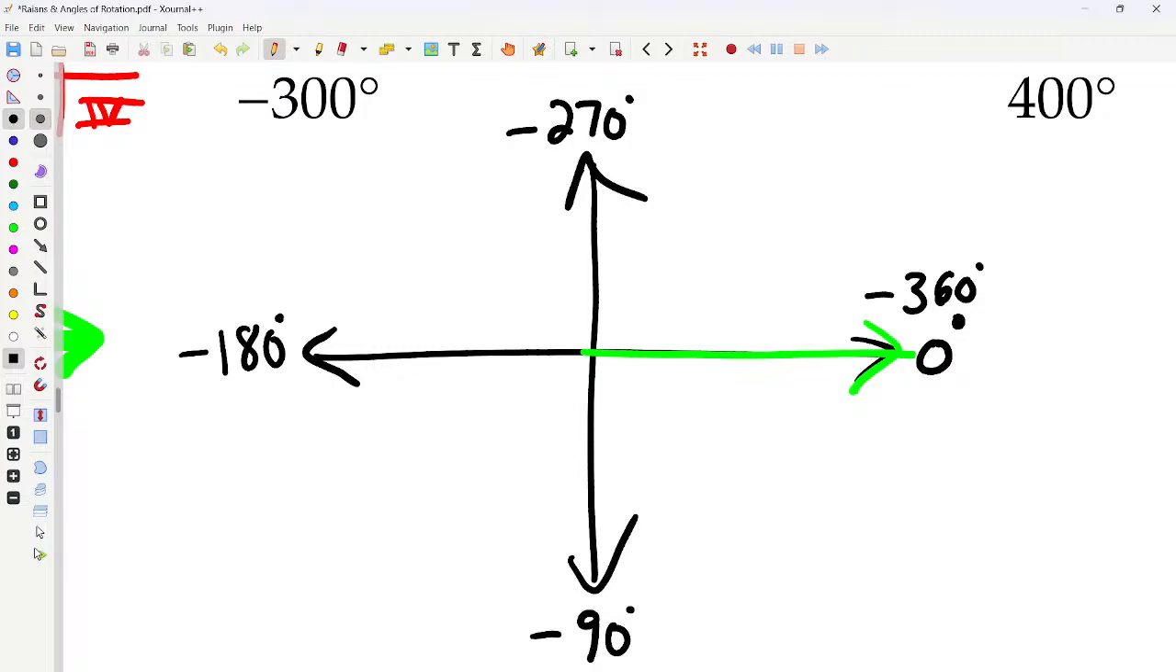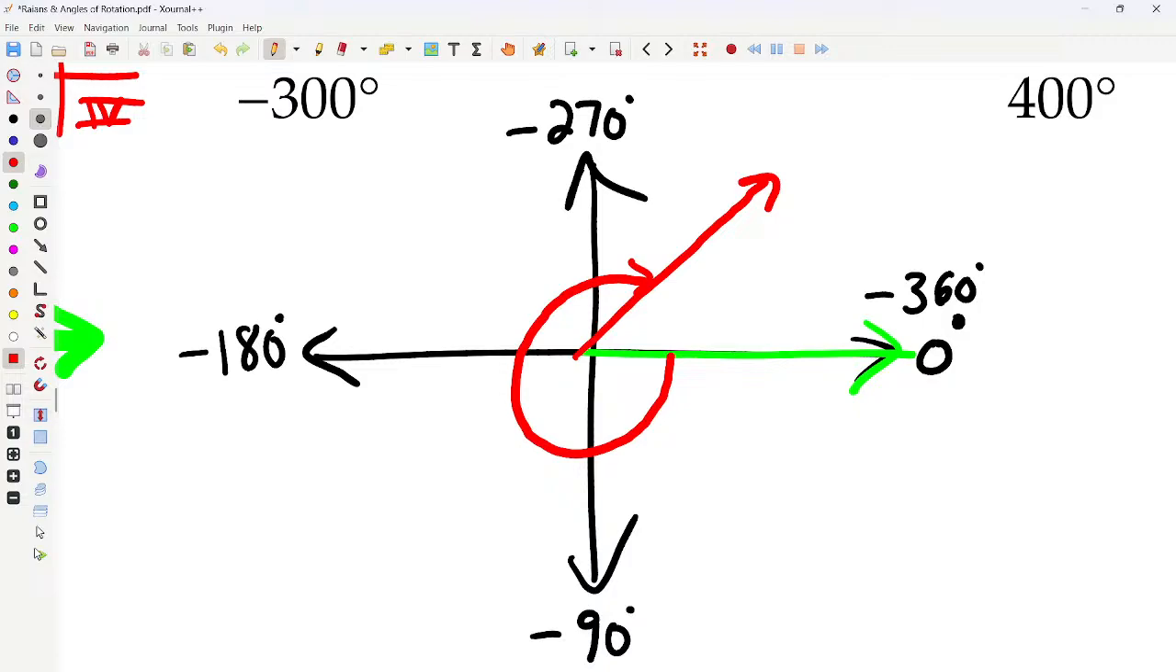Push it towards the floor until you get to there. So we're going to go past that, past that, past that. And we're going to end in quadrant 1. And we're going to show it like this. Boom. There's the rotation. There's my terminal side. There's the quadrant. I want you to think about this independently for a few seconds.